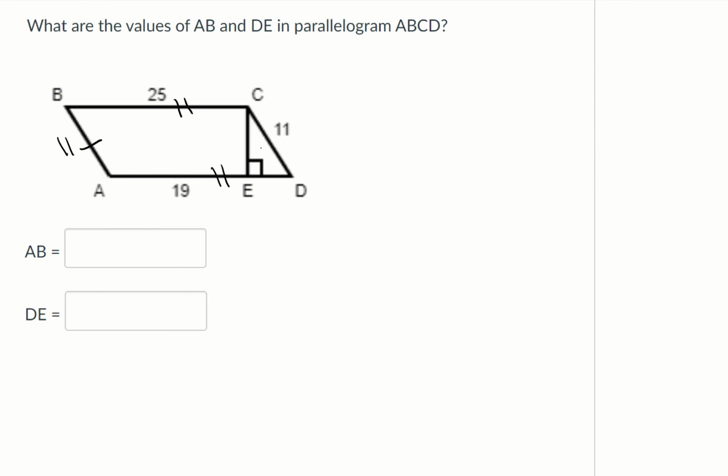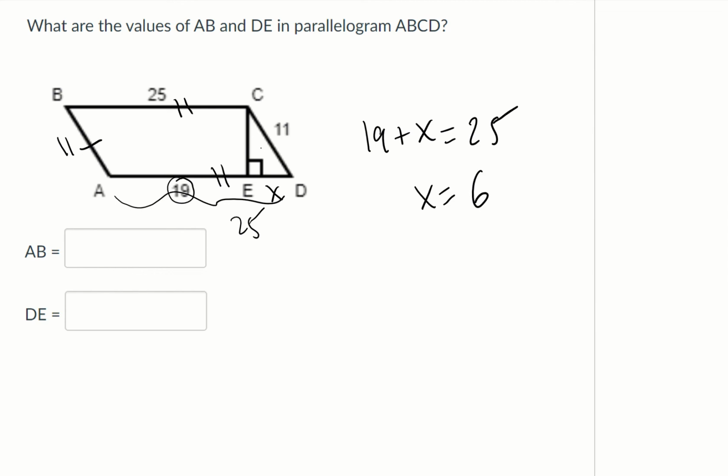Now we know that if BC is 25, then AD also has to be 25. But we only know that this part is 19. So we'll call this X and solve to make it equal to 25. 19 plus what is going to be equal to 25? Well, if I subtract, it's going to be 6. So that means this has to be 6 here. 6 plus 19 will give me the total of 25. And that's what we're looking for in the parallelogram.